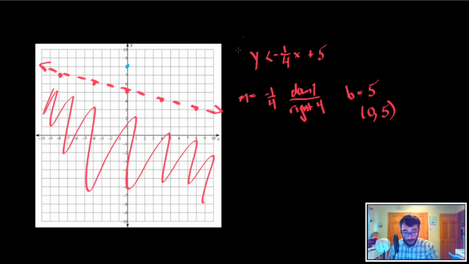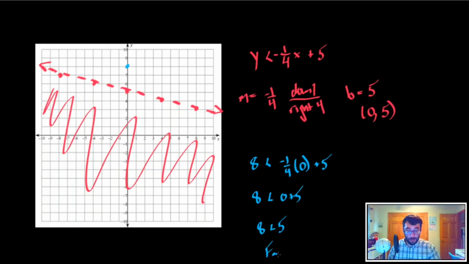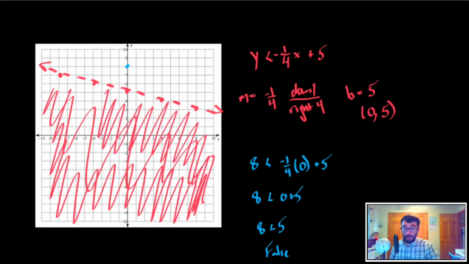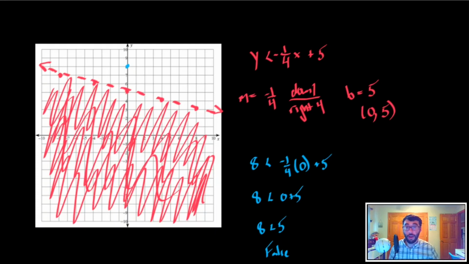So I'm going to plug in (0, 8) into our inequality. 8 is less than -1/4 x, well, x at that point is 0, plus 5. If I do this, I'm going to get 8 is less than 0 plus 5, and 8 is not less than 5. That is false. So since that doesn't work, I would shade in the other region, which is why it's in this region here. And once again, all the points in this region are solutions, okay? So I can grab any point from that region, plug it into the inequality, and it's going to work. So once again, that's why we graph.